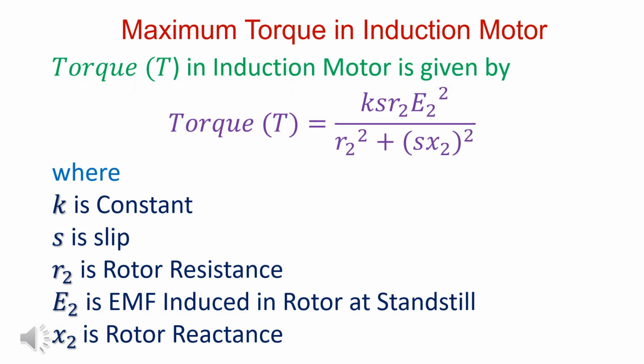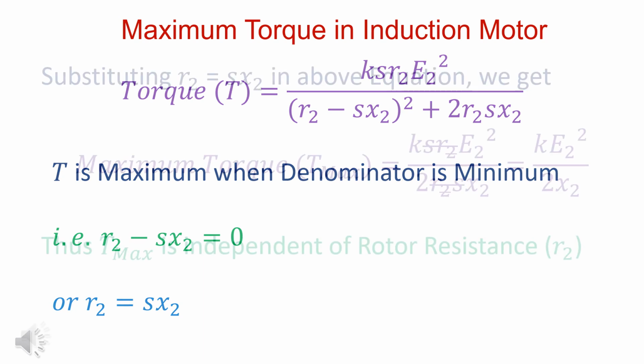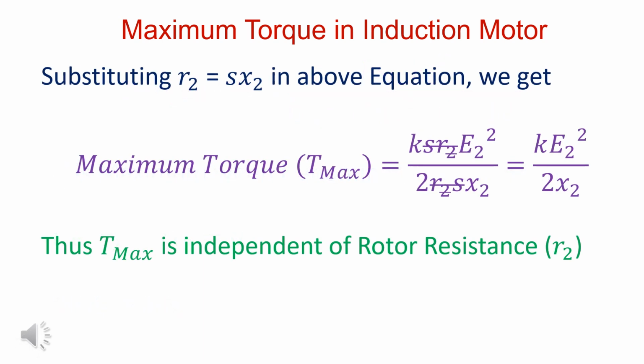Torque is equal to K S R2 E2 square divided by R2 square plus S X2 square. Torque is maximum when the denominator is minimum, that is R2 is equal to S X2. Substituting R2, we get maximum torque equal to K E2 square divided by 2 X2. Thus, maximum torque does not depend on rotor resistance.